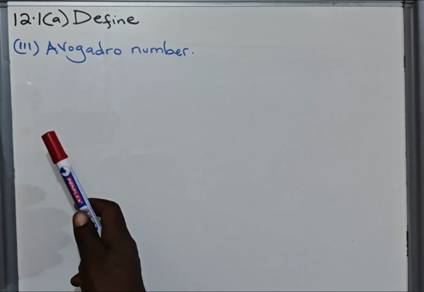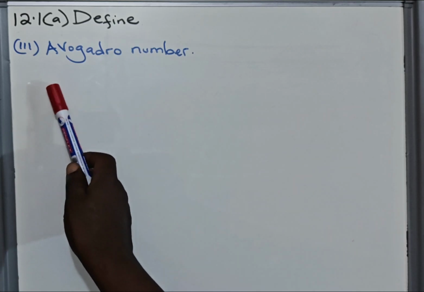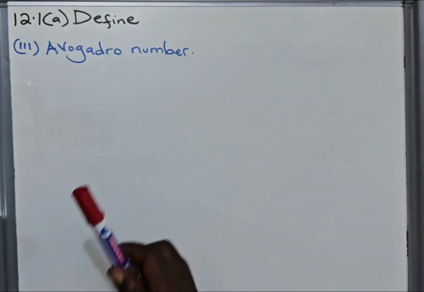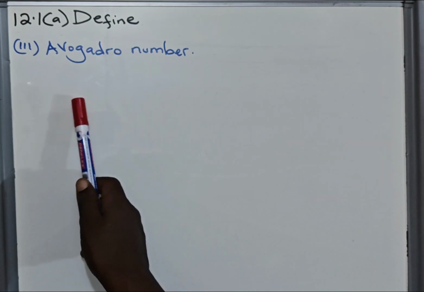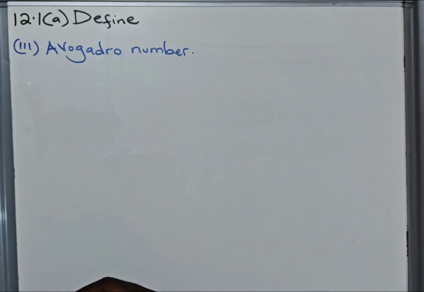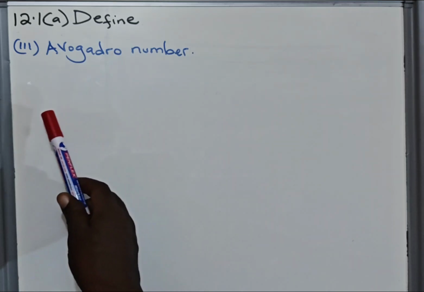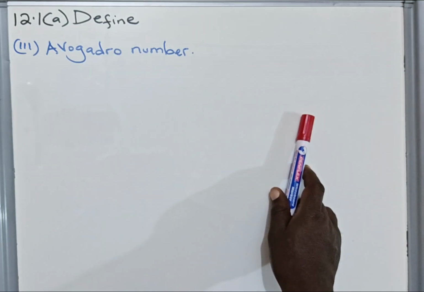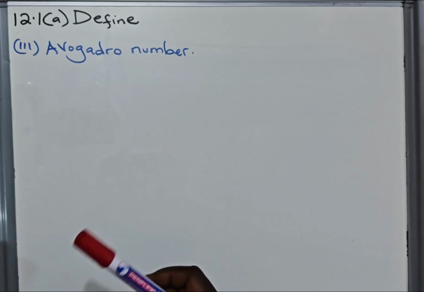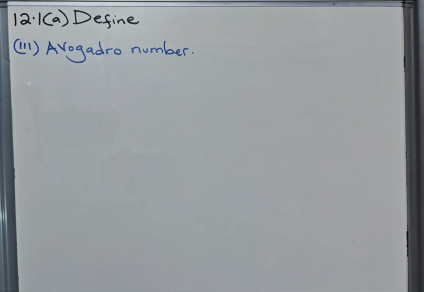Then we come to this one. It says, define Avogadro number. And what is it? Avogadro number is the number of particles, which can be ions, atoms, molecules, compounds, contained in 1 mole of a substance. That number is fixed. Actually, it's approximately 6.022 times 10 power 23 particles per mole.